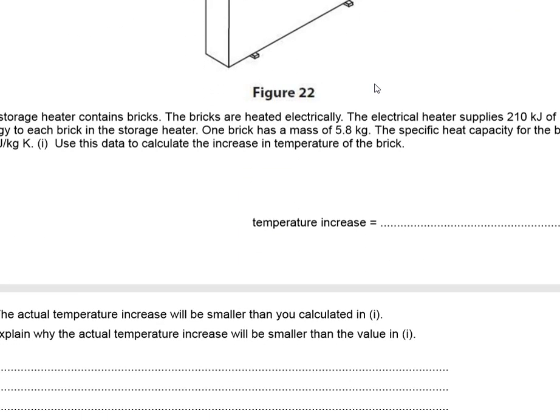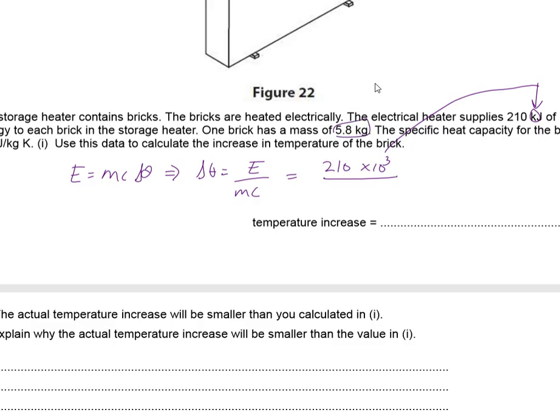Now, what is the temperature change? Again, energy is equal to mc delta theta. Rearranging the equation, delta theta is equal to energy over mass times specific heat capacity. Energy is 210 times 10 to the power of 3, because there's a kilo there, over the mass, which is this one here, times the specific heat capacity, which is 8,380. The answer we get is about 48.2. There we go, done.